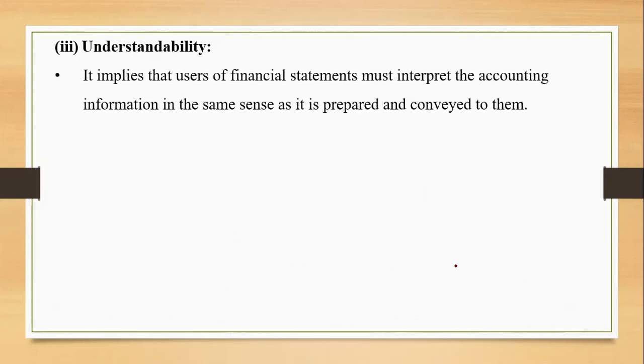Now the company expects that whatever information they want to pass on to you, you should be able to understand it in a similar manner. For that purpose, it is assumed that the various end users do possess some accounting knowledge. So understandability implies to the users of financial statements that they must interpret the accounting information in the same sense as it is prepared and conveyed to them.